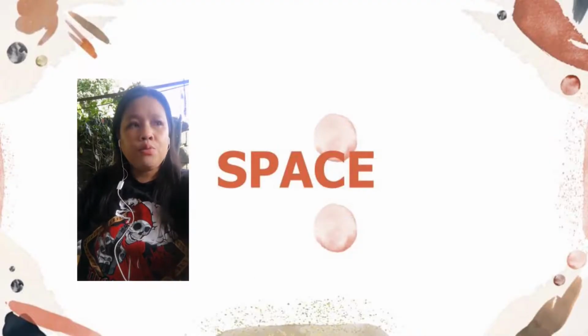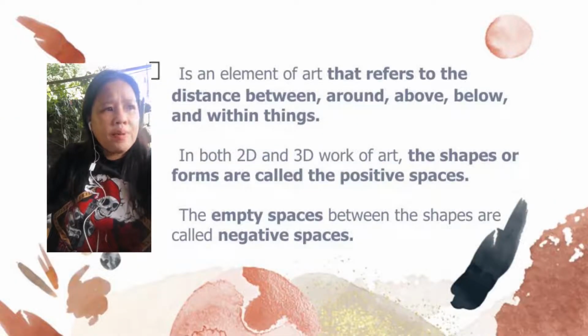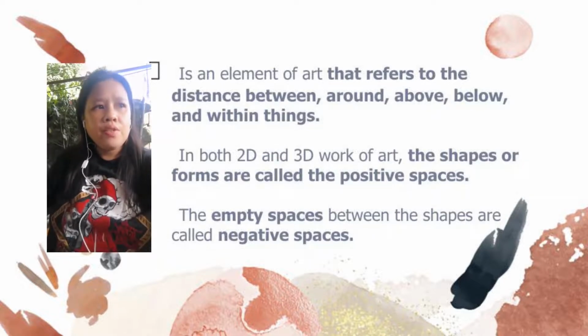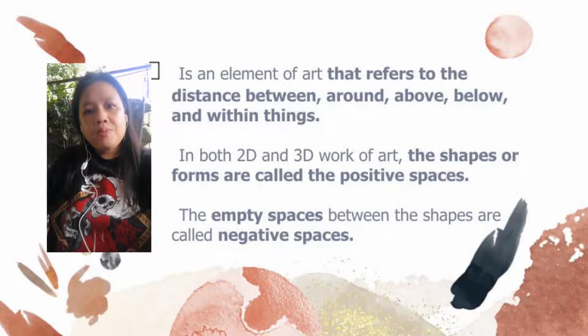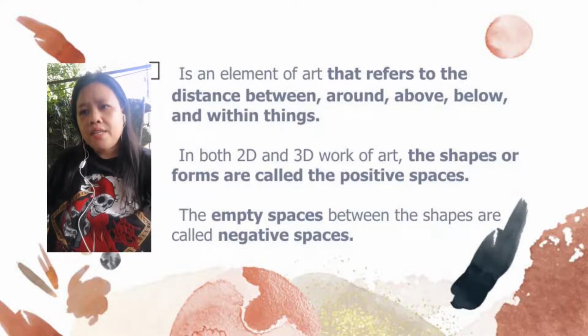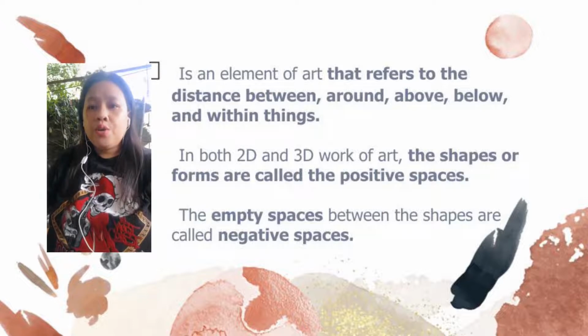Okay, so now let's proceed to space. So space, what is a space? So space is an element of an art that refers to the distance between, around, above, below, and within the things. So also, space can be both 2D or 3D, two-dimensional or three-dimensional. So you might be asking me, what is the difference between the two? In 2D, or two-dimensional, it requires a large amount of illustration as every frame needs to be drawn. While in 3D, 3D works with rigs, where 3D models is essentially given a skeleton that can be manipulated. So that's mainly the difference between 2D and 3D.